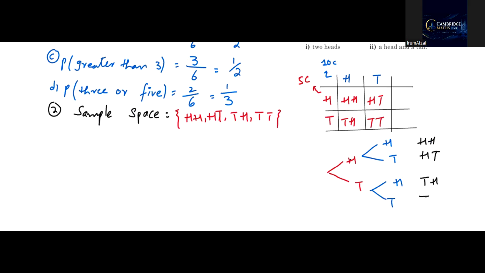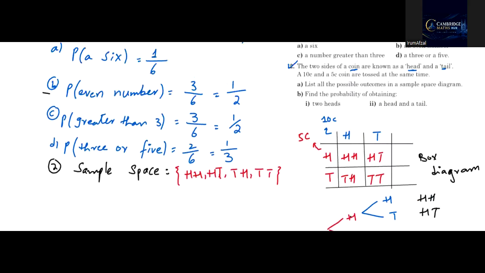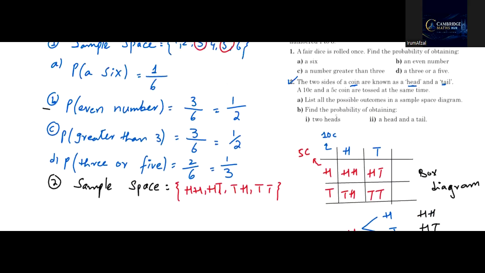So either we can go with the box diagram or we can go with the tree diagram. You can check both are giving us the same possible outcomes. So here we got the sample space. Now accordingly, the A part we have done, that we need to create the sample diagram, basically your sample space. So this is your A part.